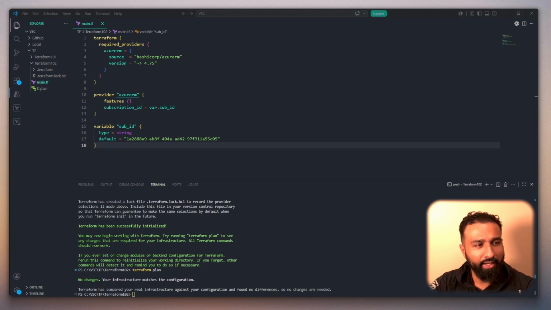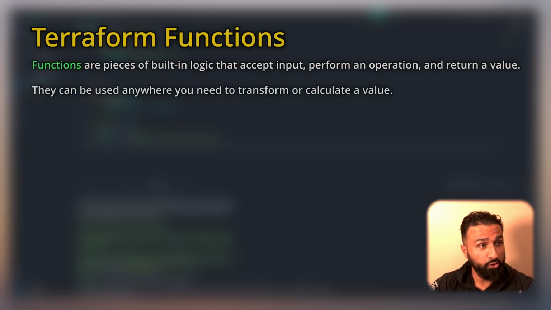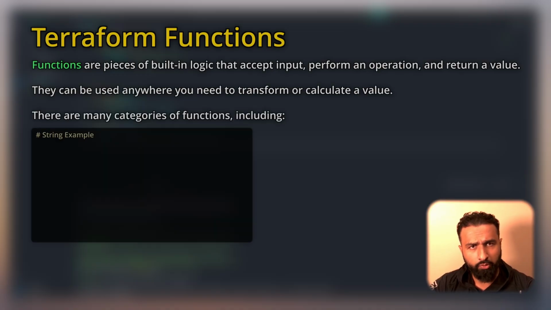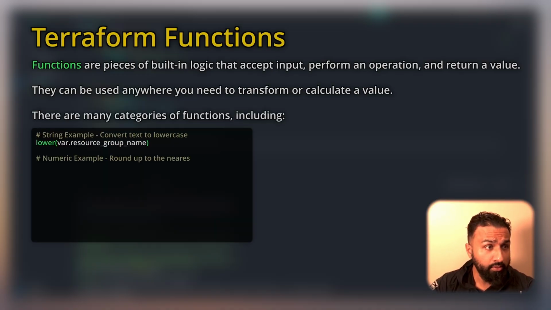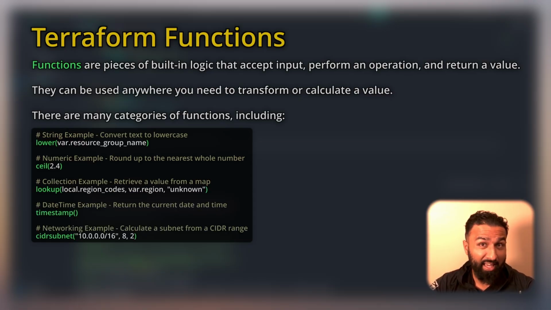Either way, let's begin on working with Terraform programmatically. And we'll start with what I teased in the last episode called functions. Functions are built-in pieces of reusable logic provided by Terraform. They take one or more values as inputs and return a new value as an output. They allow us to transform, manipulate, and calculate data. Some functions work with text, some work with numbers, others work with collections, even letting you set dates, not to mention assist you in subnetting, and much more.